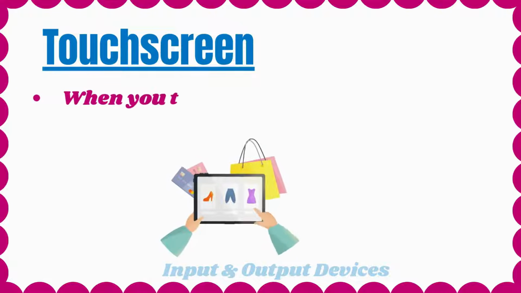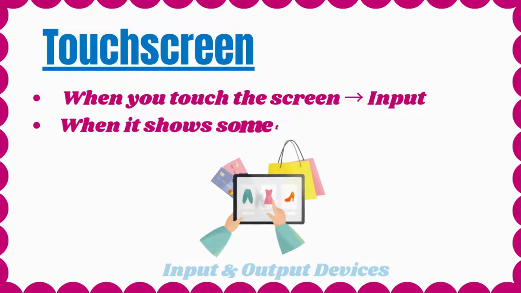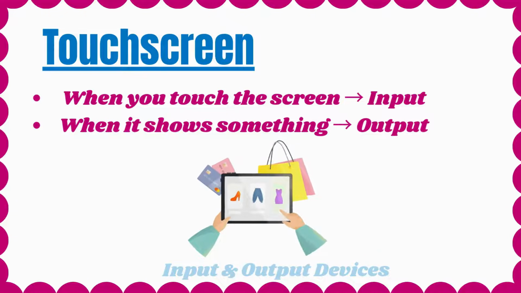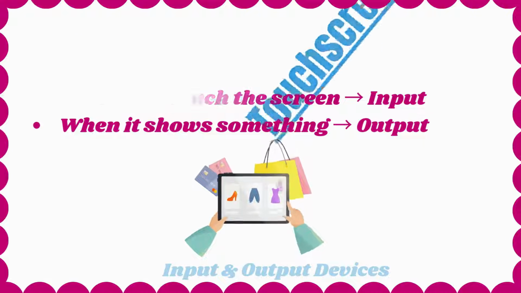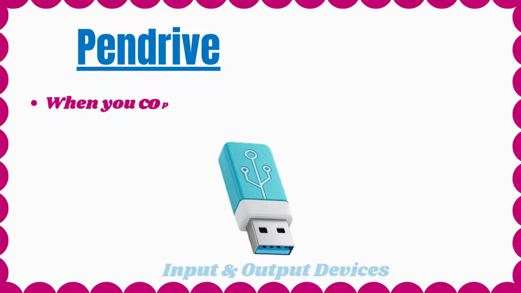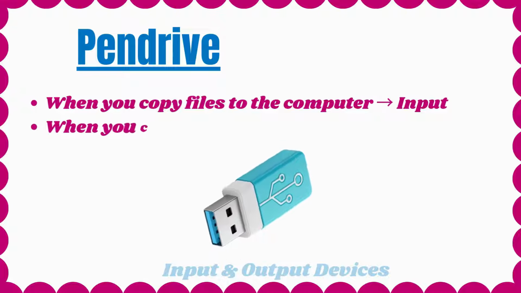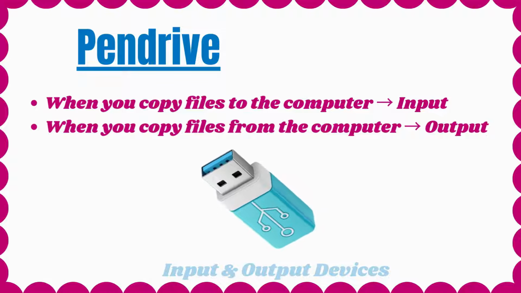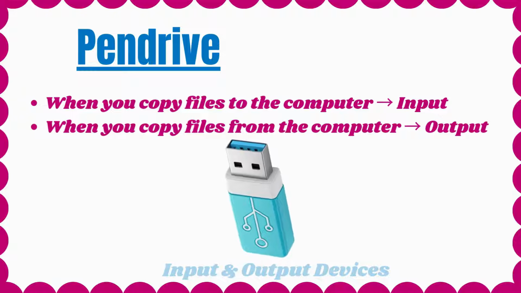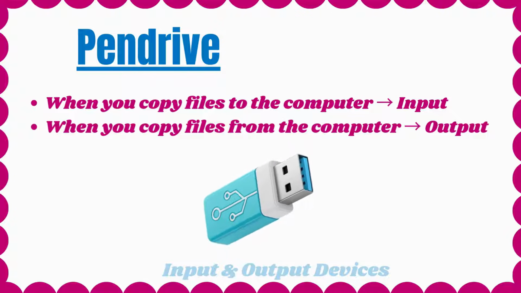A touch screen is both an input and output device because when you touch the screen, that is input. When it shows something, that is output. A pendrive is both an input and output device because when you copy files into the computer, that is input. When you copy files out from the computer, that is output.